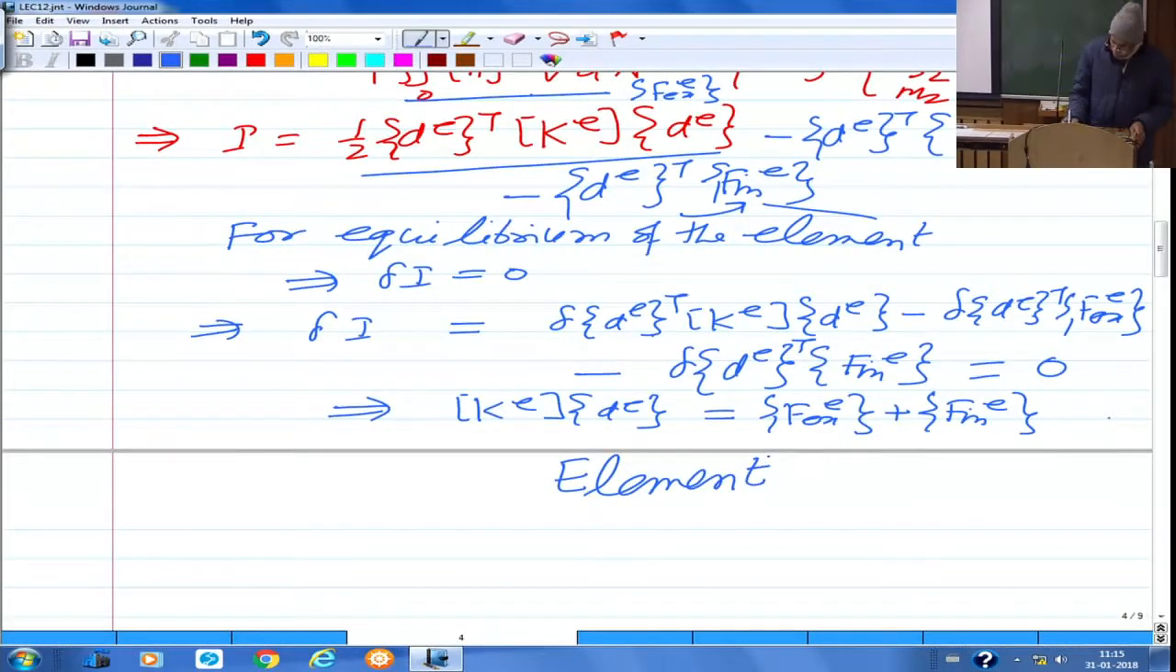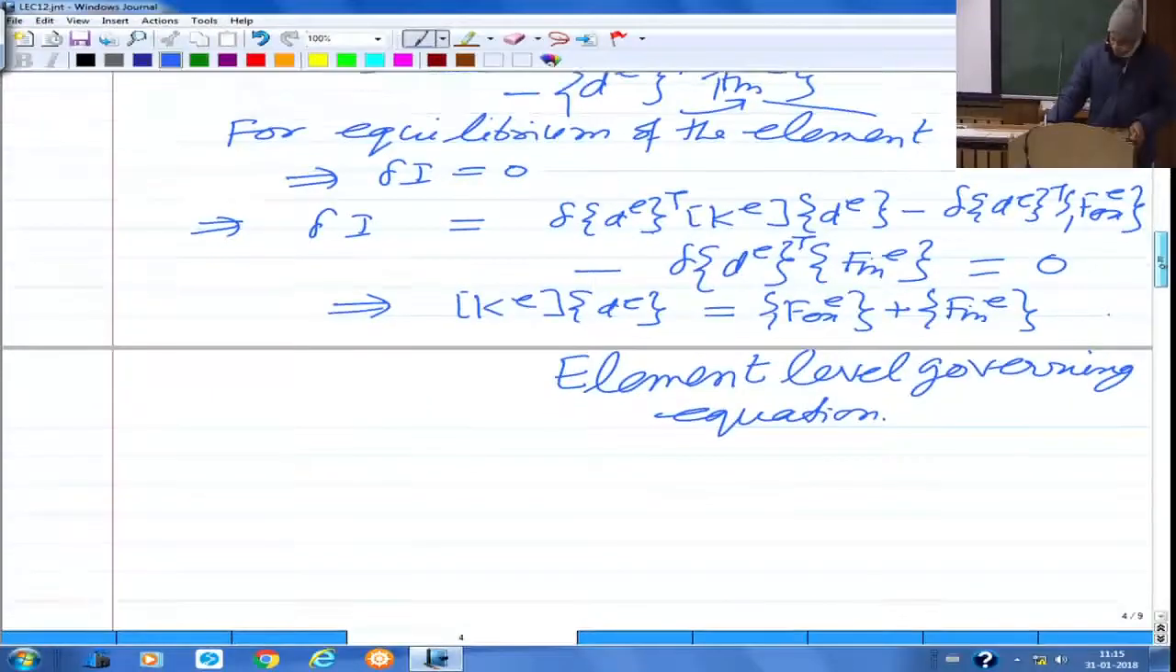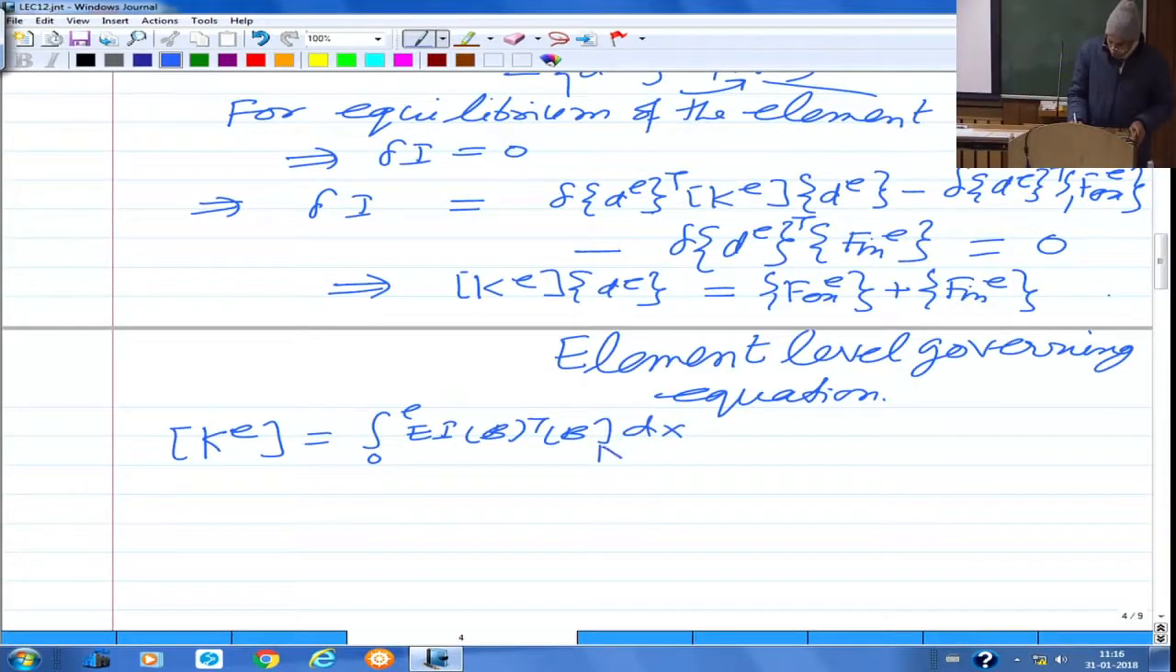So again the form of the equation is the same, but the only difference is the sizes of the matrices. If you look at the way we have defined it, K is the integral from 0 to L of EI B transpose B dx. B is a 1 by 4 matrix here, and its transpose becomes 4 by 1. So as you see, KE is going to be a 4 by 4 matrix.